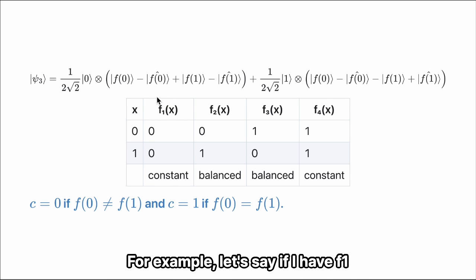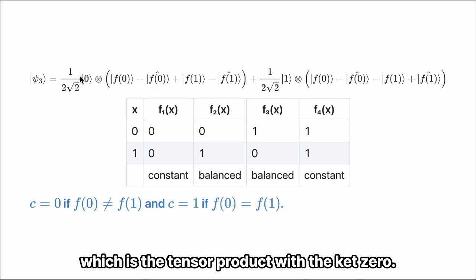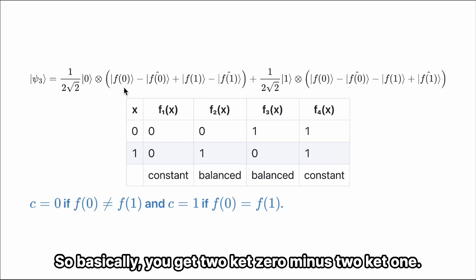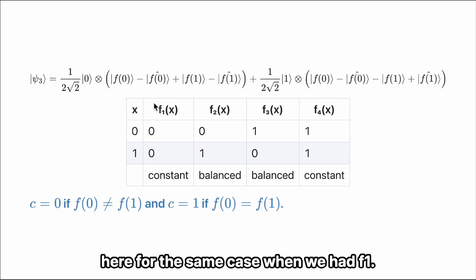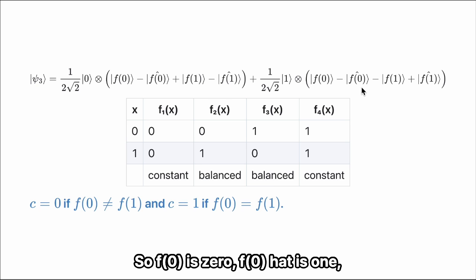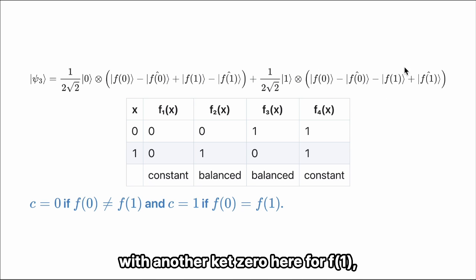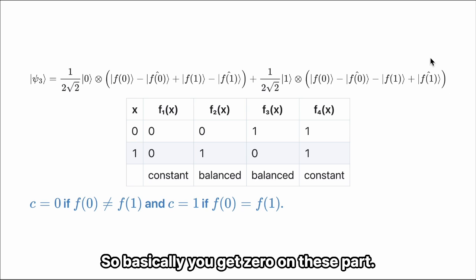For example, let's say f is always 0. This is the constant case. Look at the first linear combination, which is the tensor product with ket 0. f(0) is 0, f(0) hat is 1, f(1) is 0, and f(1) hat is 1. So basically, you get 2 ket 0 minus 2 ket 1. However, let's look at the second part for the same case. f(0) is 0, f(0) hat is 1, f(1) is 0, f(1) hat is 1. So ket 0 cancels out with the other ket 0 for f(1), and the ket 1 we had here cancels with the ket 1 right here. So basically you get 0 on these parts.